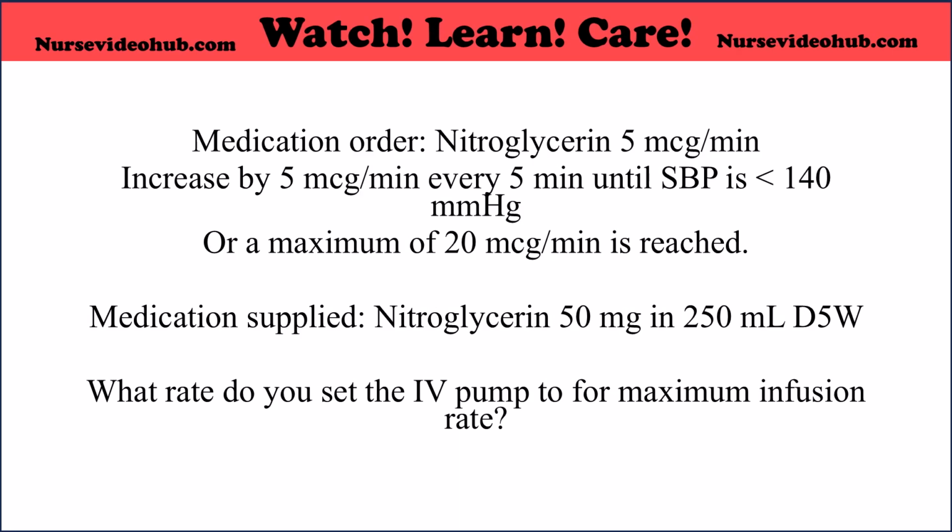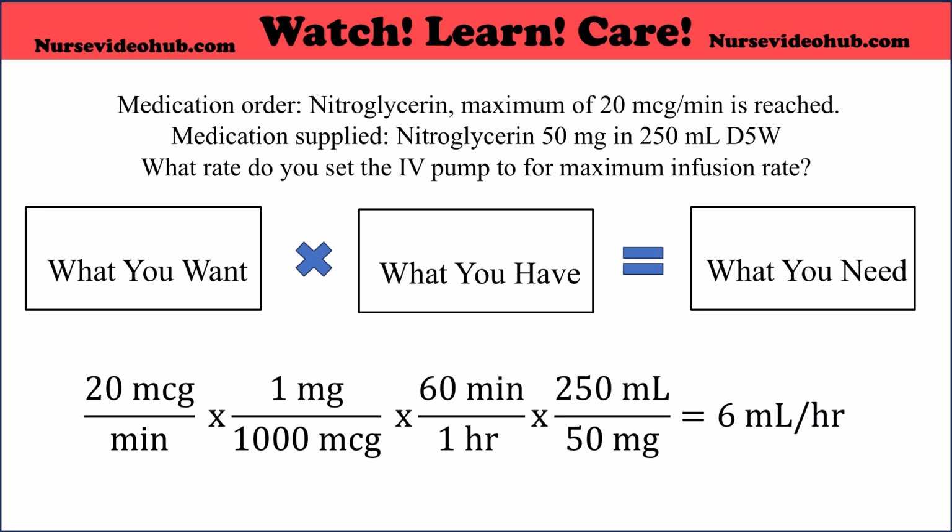Now let's calculate the maximum dose. The medication order states nitroglycerin at a maximum of 20 micrograms per minute. The medication supplied is nitroglycerin 50 milligrams in 250 milliliters of D5W. What setting do you use for the IV pump to achieve the maximum infusion rate? Write out the prescribed dose as a fraction, 20 micrograms over minutes.